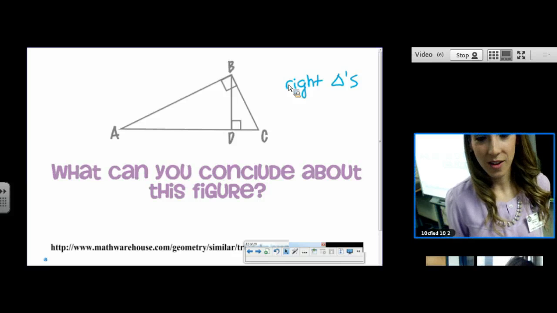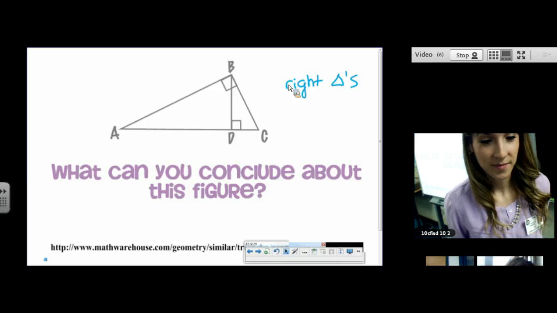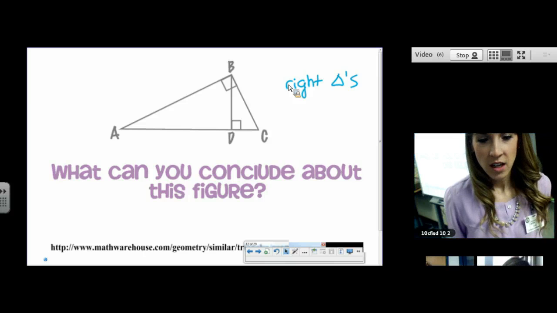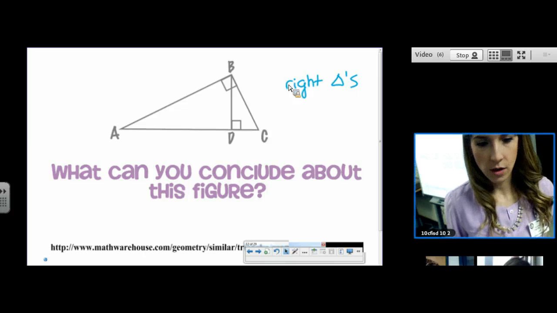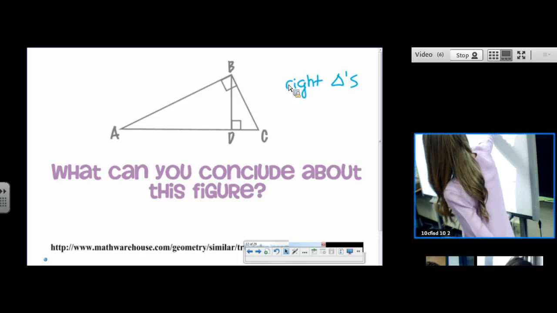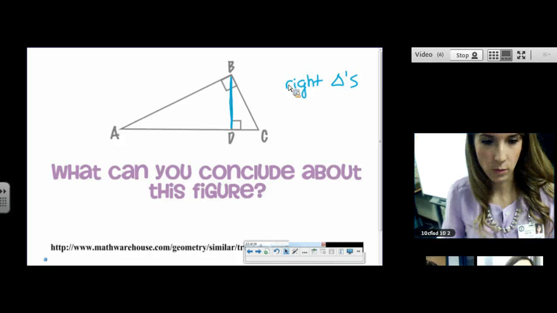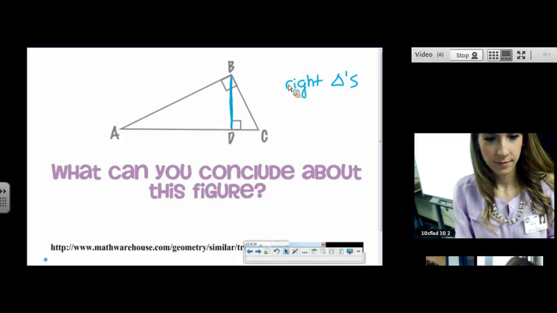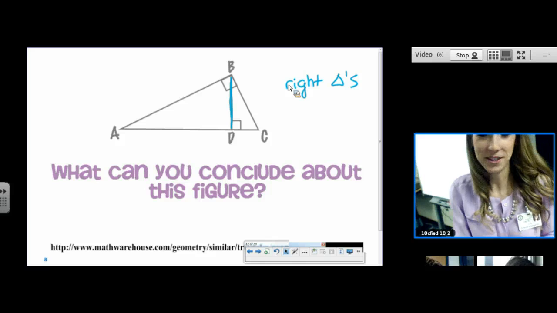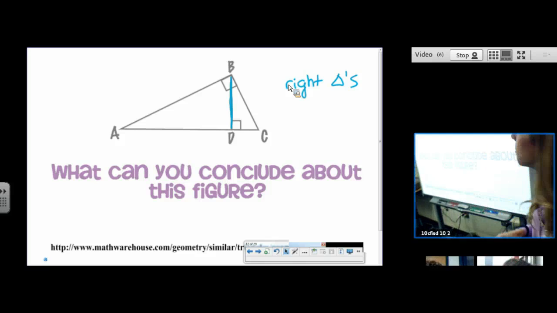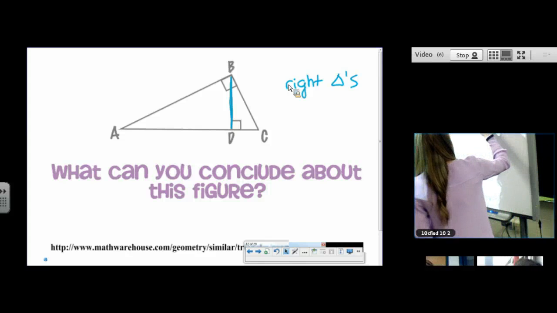Ooh, similar by angle similarity. You're on to something. So we have to have a right triangle. What is this called? Wait. Quinn, what's that called? These right triangles are so special. Yes, they are. Why'd you put that in quotations? BD is an altitude.